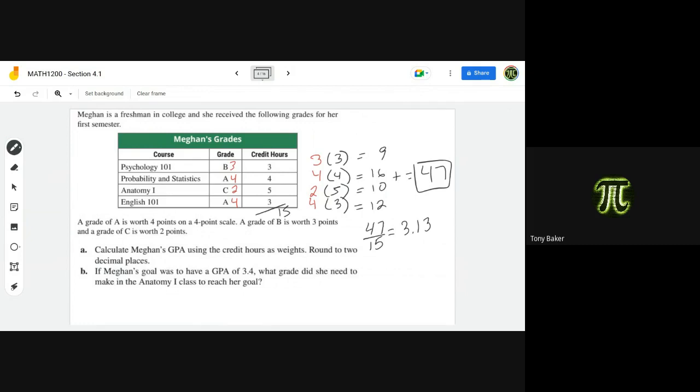Can you remind me again why it's divided by 15? Because she has 15 credits. So your GPA in this case is basically per credit. It's the score that you would have gotten for every credit you earned. So in this case, she's earned 47 points in grades divided by the 15 credit hours. So her GPA is a 3.13.